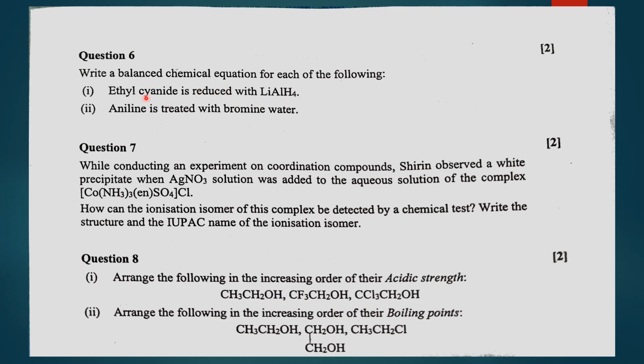Now question number 6, ethyl cyanide reduced by lithium aluminum hydride, aniline treated with bromine water. Then you have this question regarding coordination compound and then this order. So now come to the answers.